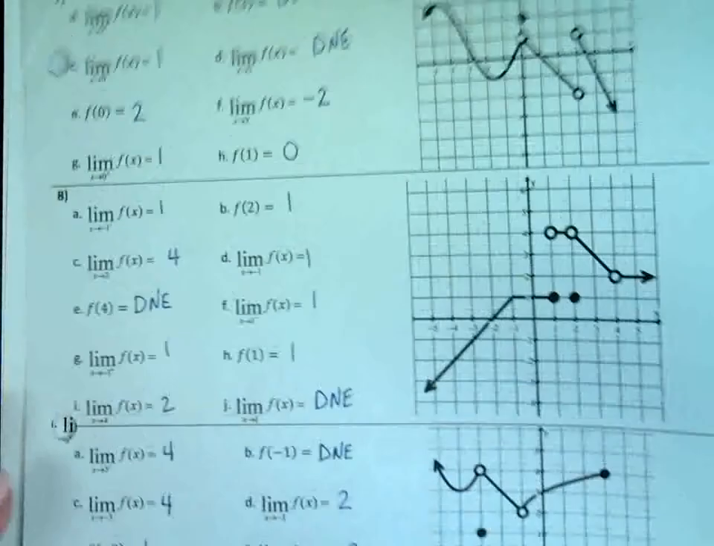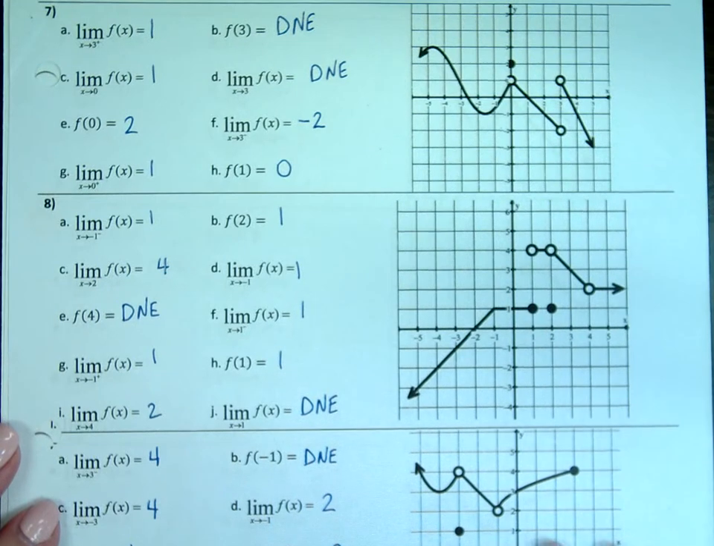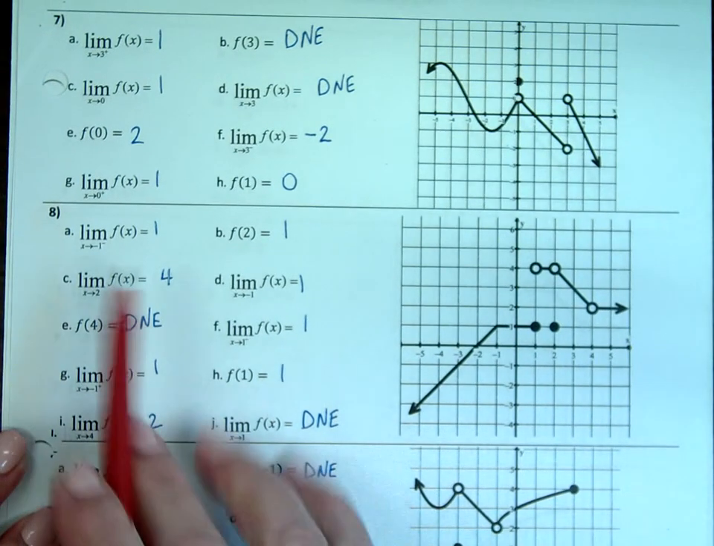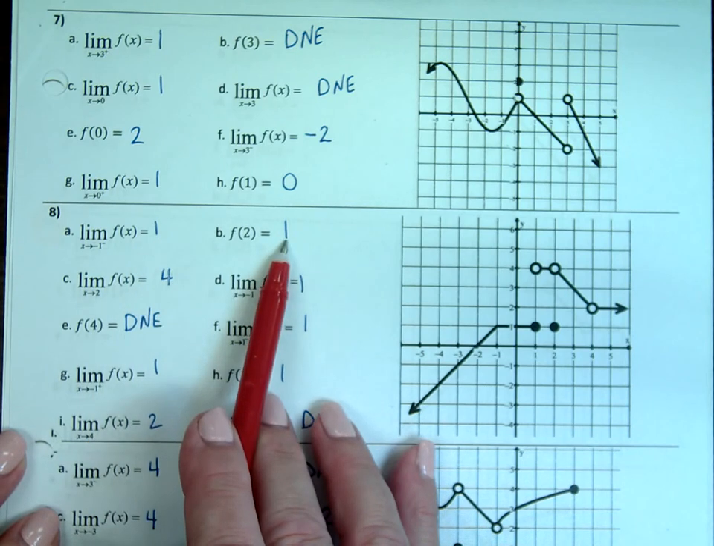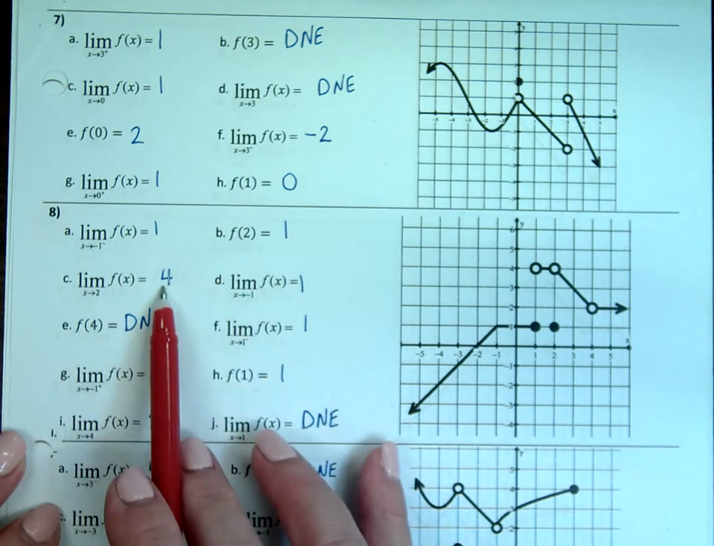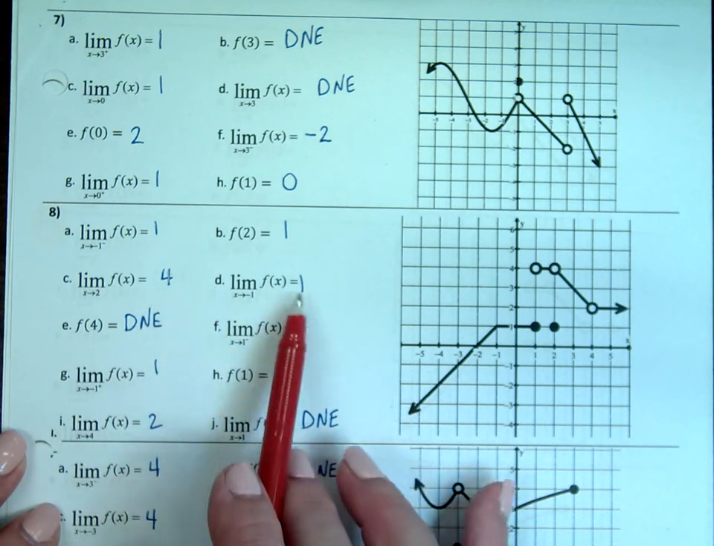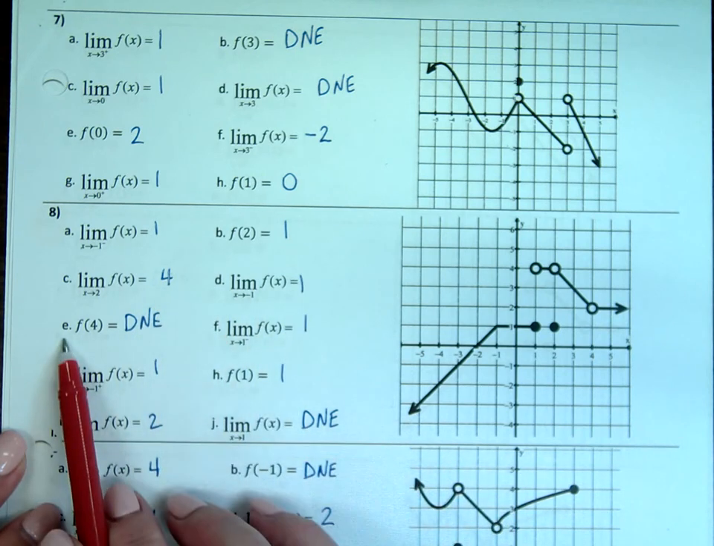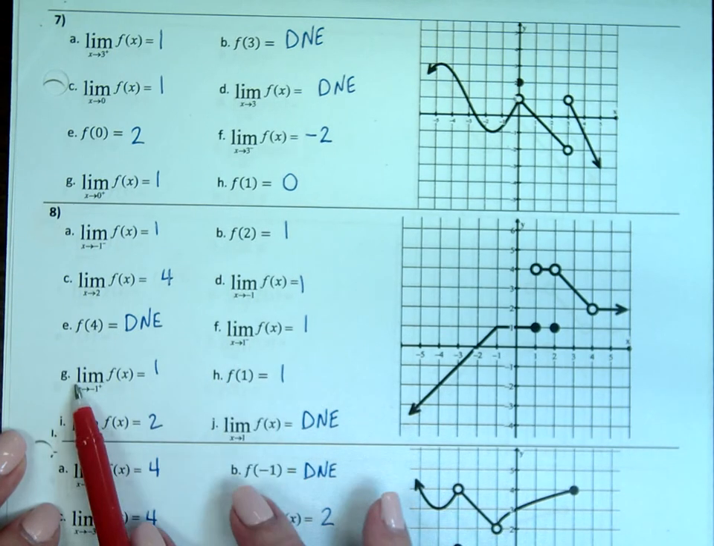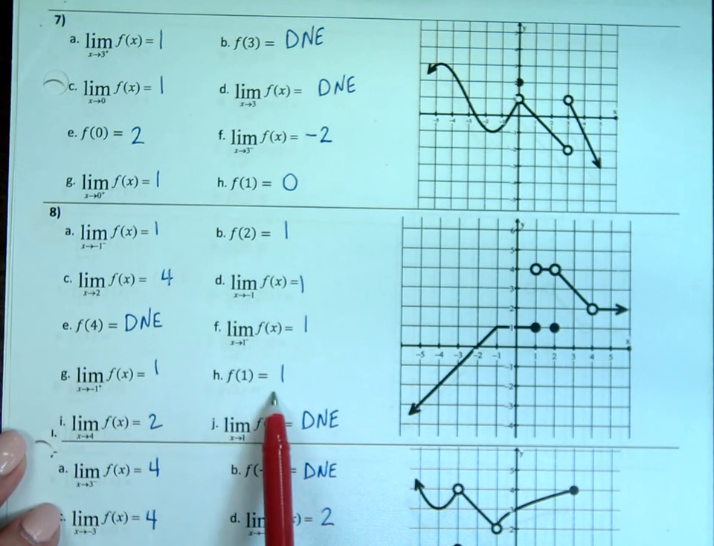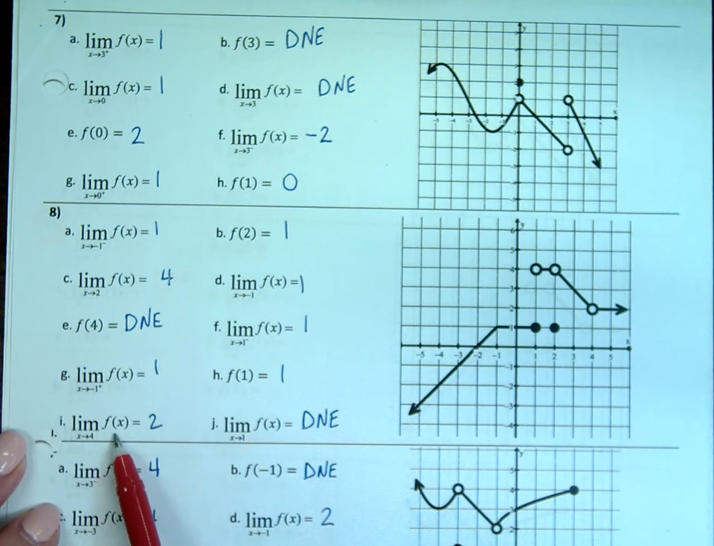All right, let's see how you made out. So for 8A, it should be 1. B's over here, that's a coordinate, that should be 1. C is 4. D is 1. E doesn't exist. F is 1. G is 1, whole lot of 1s. H is 1. I is 2. And J doesn't exist. All right. Tell me in the chat which parts you want me to talk about.